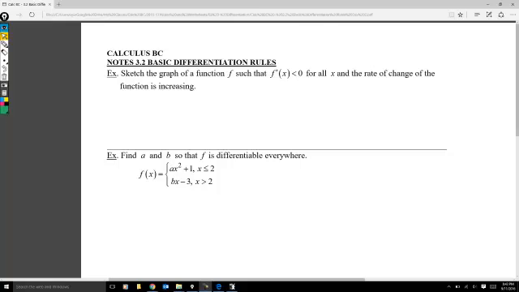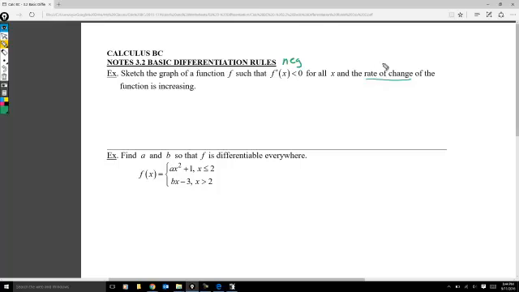Hi everyone, we're going to continue talking about basic differentiation rules. So in our first example, we're asked to sketch the graph of a function such that the derivative is less than zero, meaning that the derivative is negative, right? And the rate of change of the function is increasing. Remember, rate of change is the same thing as slope or the same thing as derivative.